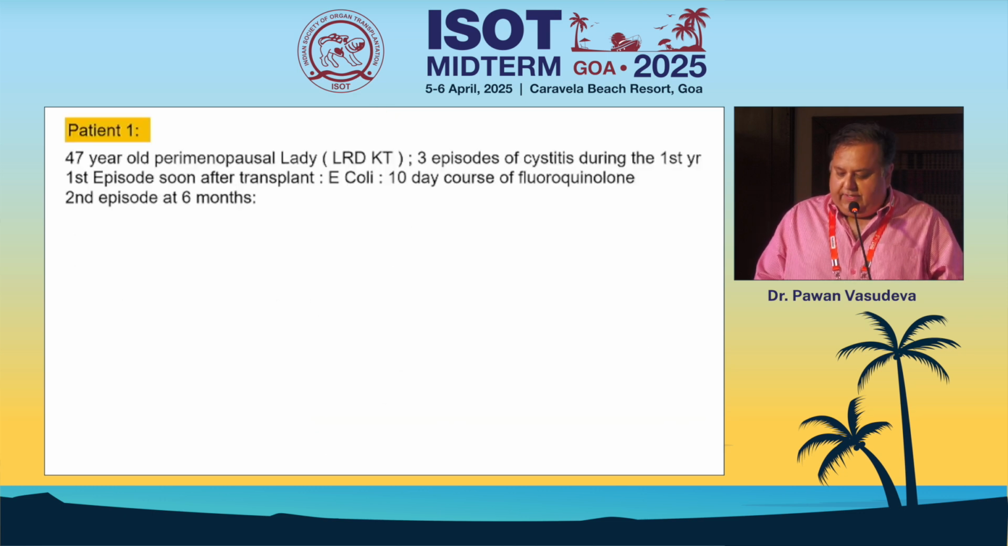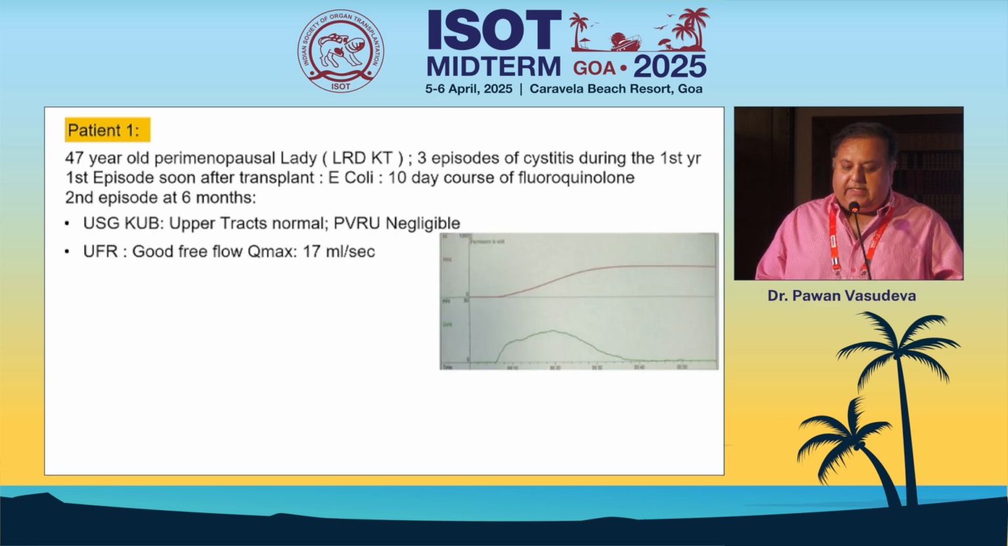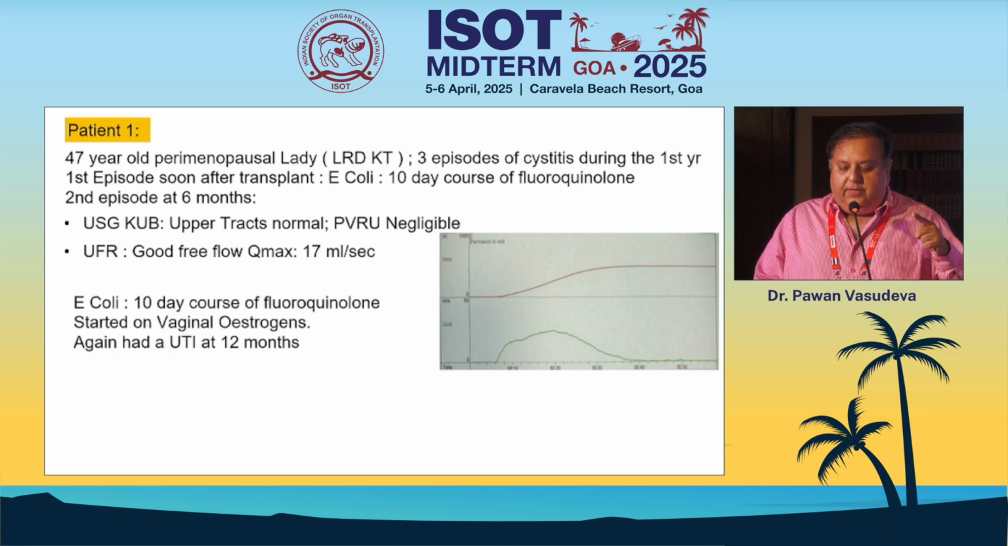So this was a 47-year-old perimenopausal lady who had 3 episodes of cystitis during the first year. First was soon after the transplant. She got a 10-day course of fluoroquinolone and became all right. Second episode at 6 months. At this time we evaluated her, and her ultrasound was normal, PVR was negligible, uroflow was good, Qmax was 17. So at this time, again her UTI was treated with fluoroquinolone, but we started vaginal estrogen.